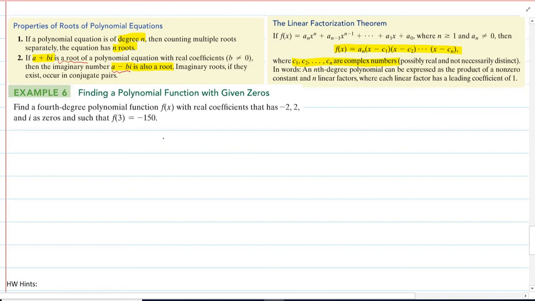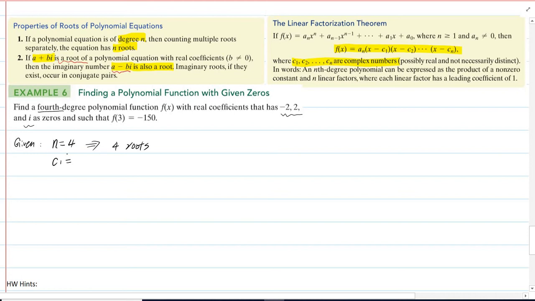We're going to find the 4th degree polynomial function with real coefficients that has negative 2, 2, and i as zeros, and such that f of 3 equals negative 150. From this question, we know a couple of things given to us. Our n, which is the degree of the polynomial, is the 4th degree, so n equals 4. That implies we have 4 roots. That's what the property of roots of a polynomial equation tells us.